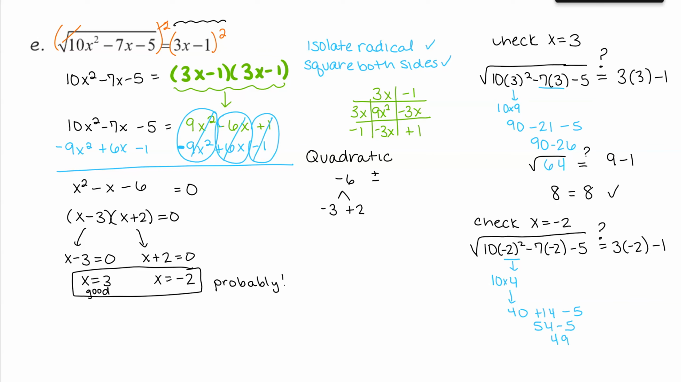So my left-hand side became the square root of 49. Is that the same as 3 times negative 2? So negative 6 minus 1. So the square root of 49 is 7, and negative 6 minus 1 is negative 7. Is 7 the same as negative 7? No. Because that would mean if I had $7, it's the same as owing $7, which is definitely not correct. So that one didn't work. So x equals negative 2 is not an answer. Just x equals 3. So my answer here, after checking my probablys, is just x equals 3.